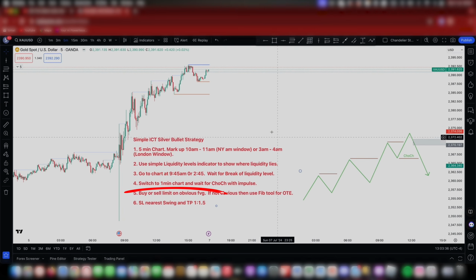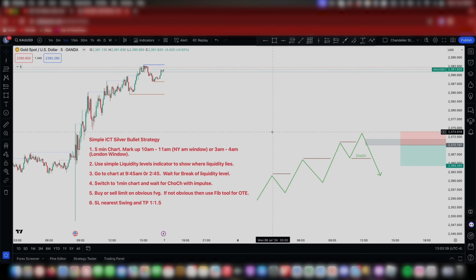Then on the 1 minute chart, you're just going to wait for a CHoCH, a change of character with impulse. Then you're going to set your buy or sell limit on the obvious FVG. And if it's not obvious, then you're going to use a fib tool with the settings I will show you later in the video, which has your OTE, your optimum trade entry level, okay? And that just gives you the area where you want to look for your entry points, okay?